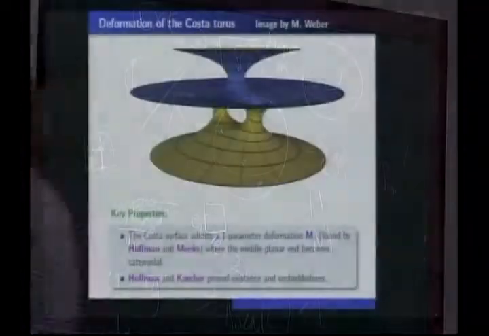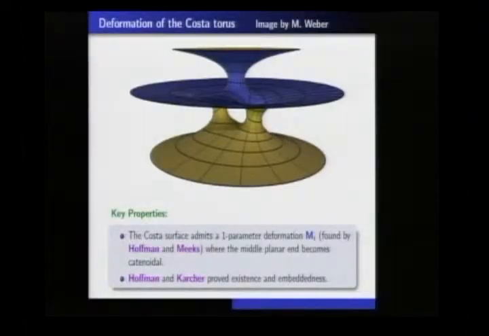So you can deform these examples. And with some more work, Karsha, we showed how we could deform these. And then Karsha and Hoffman actually proved that this deformation always creates embedded surfaces. So ends don't cross, things like that. And that they exist for every value of the parameter. So they went through and did some more calculations.